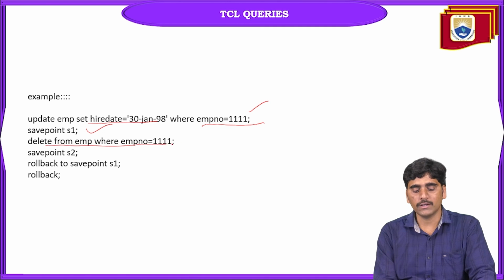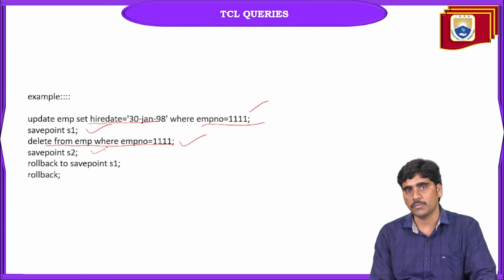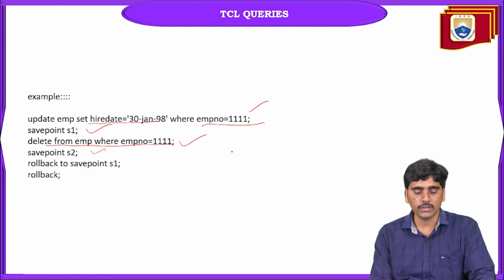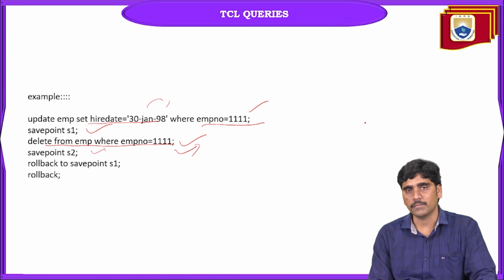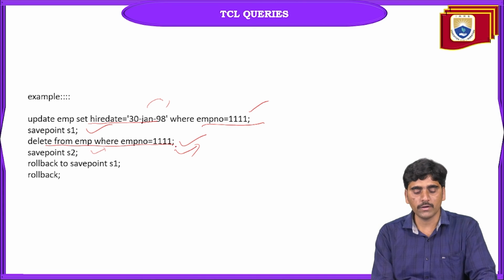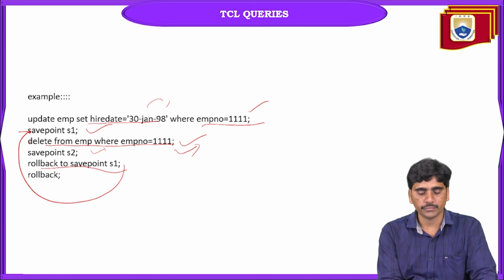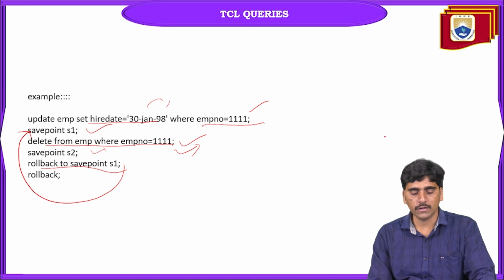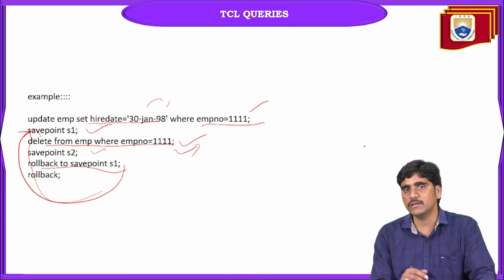Similarly, I am performing one delete operation from employee where employee number equals to 1111. Now I am deleting this employee number 1111. After that I am creating one savepoint s2. So now you can see savepoint s2 is for the deleting purpose, and savepoint s1 is for the employee hire date purpose. Now after creating savepoints s1 and s2, I am going to roll back to savepoint s1. That means whatever operations were performed up to savepoint s1, those values will be retrieved.